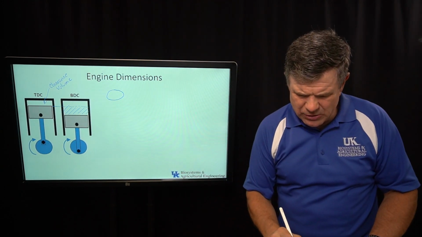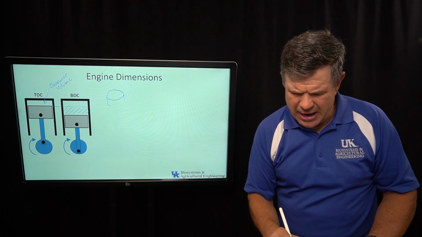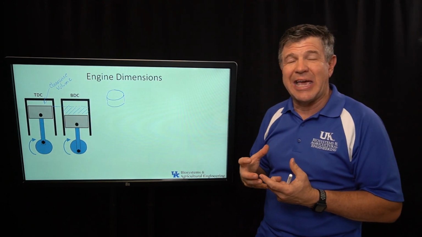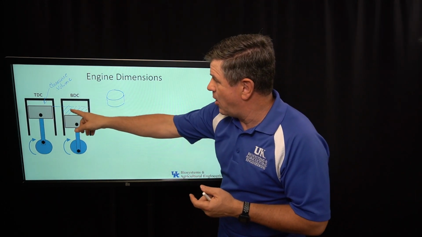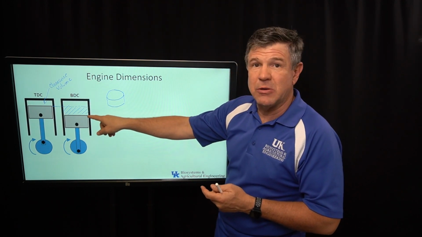So what it's going to look like is a cylinder. If I can draw that something like this, that displacement is going to look something like that. It's going to look like a cylinder. And again, this is the open space that is displaced by this piston as the piston goes up and down.